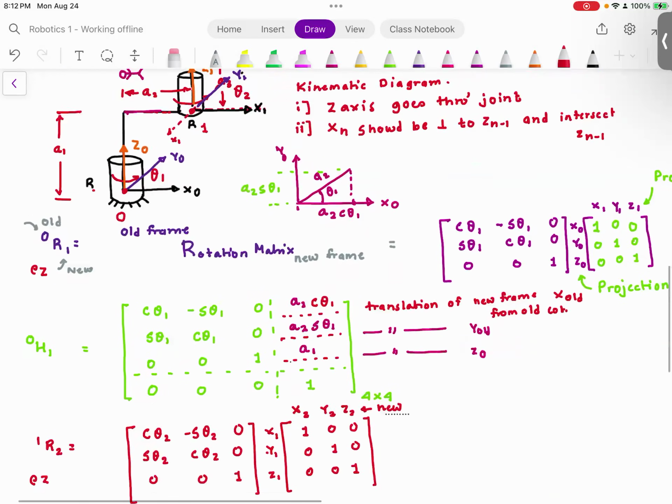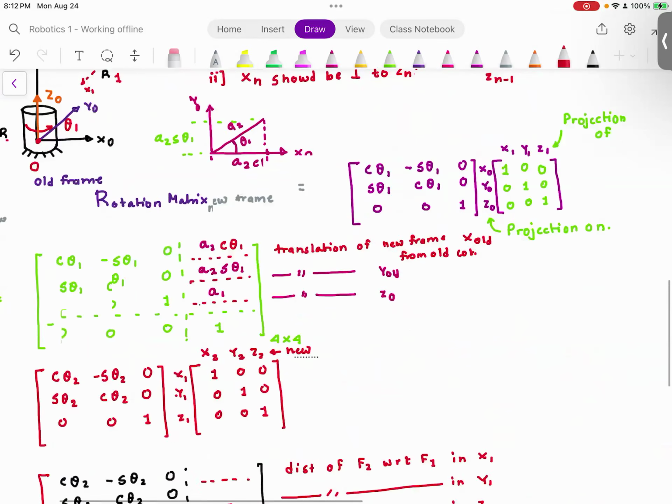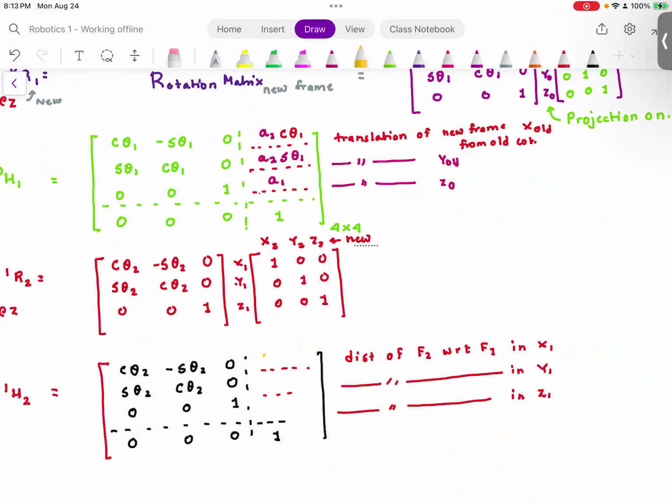Because now you will do the same activity. Look from top. Now you will notice that you have A4, but A4 is when theta 2 is equal to 0, again positive. As soon as A4 rotates, you are going to have A4 cosine theta 2, A4 sine theta 2, and A3. Everyone understood this?